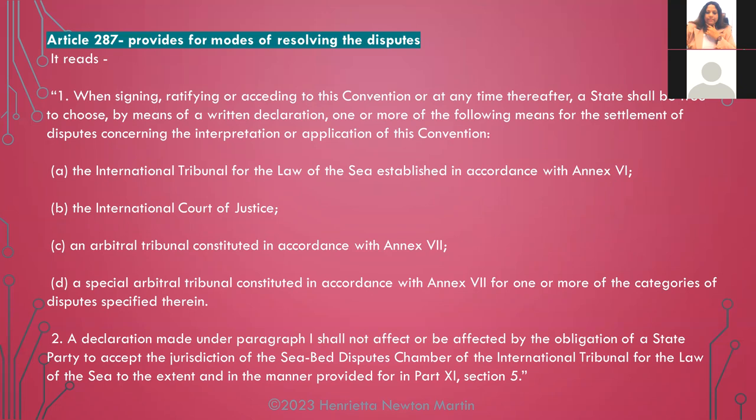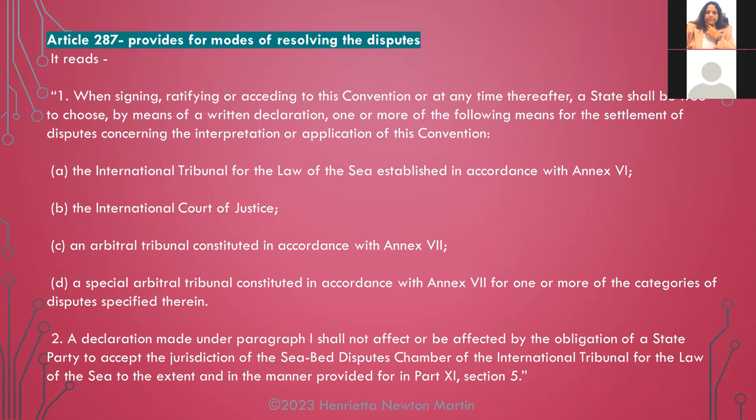Article 287 of the convention reads: when signing, ratifying, or acceding to this convention, or at any time thereafter, a state shall be free to choose by means of a written declaration one or more of the following means for settlement of disputes concerning the interpretation or application of this convention. So they can settle it either by the International Tribunal for the Law of the Sea, established in accordance with Annex 6, or the International Court of Justice, or an arbitral tribunal constituted in accordance with Annex 7, or a special arbitral tribunal constituted in accordance with Annex 8 for one or more of the categories of disputes specified therein.